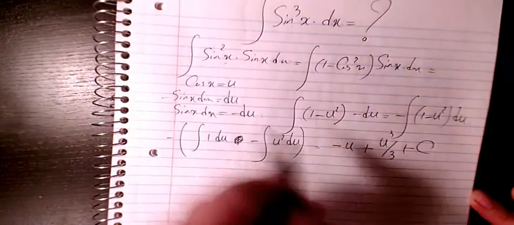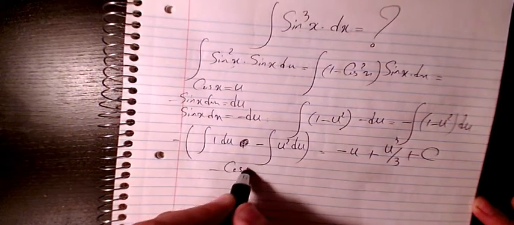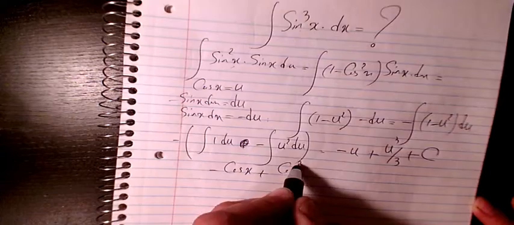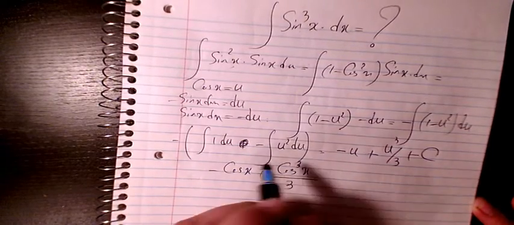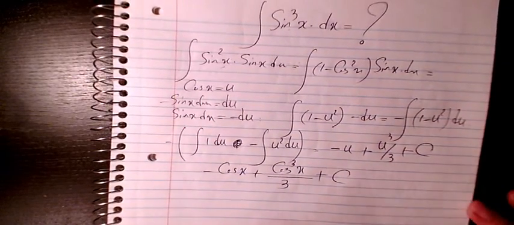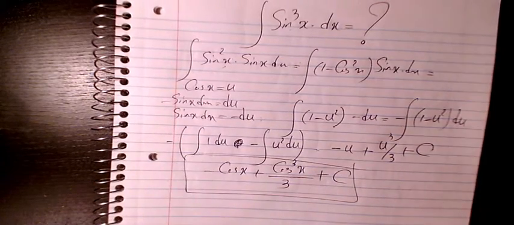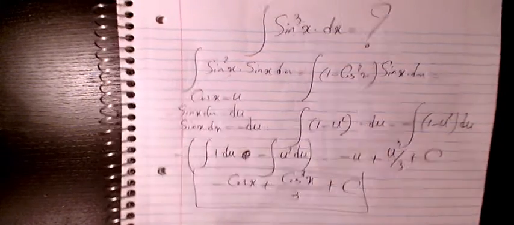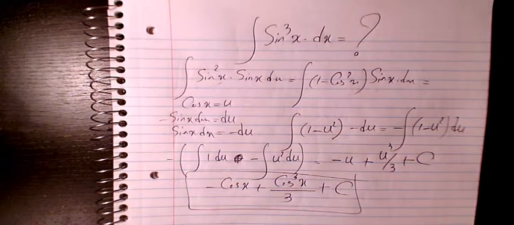So u is cosine x, so it will be negative cosine x plus cosine to the power of 3x divided by 3 plus a constant value. So that will be the final answer for this question for sine cube x dx.